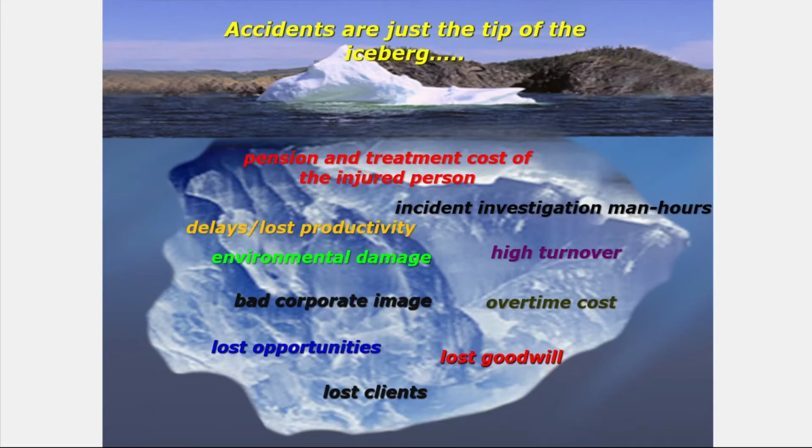The costs include treatment cost of the injured persons, incident investigation, delays, lost productivity, environmental damages, high turnover, bad image, overtime costs, lost opportunities, lost goodwill, lost clients. So these are the major part of the losses. One small incident can cause the below negative results for companies, so these are the indirect results for companies.